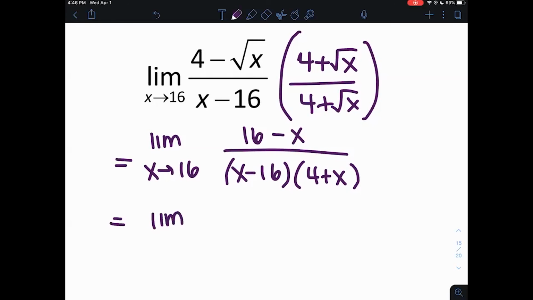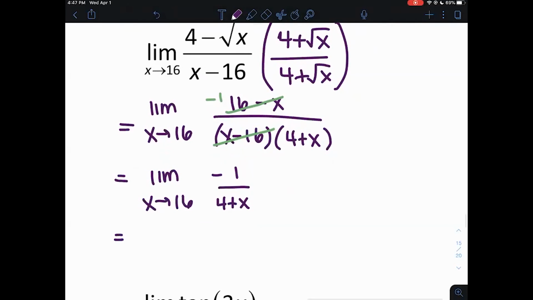Now, I see that I have 2 factors that can cancel, kind of. This x minus 16 and 16 minus x, that leads us to a value of -1. 16 minus x over x minus 16, that's a -1. So my function now looks like this. The limit as x approaches 16 of -1 over 4 plus x. And now I'm back to essentially what could have started as a new problem. I'm back to the beginning, take that value of 16, substitute it in, see what happens. -1 over 4 plus the square root of 16, -1 over 8, there's your limit.